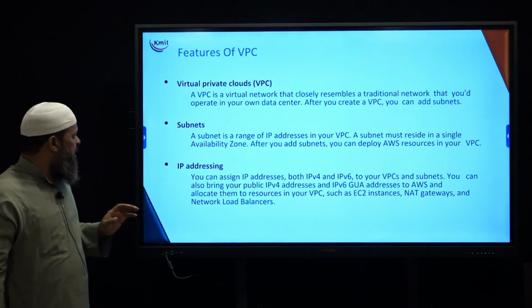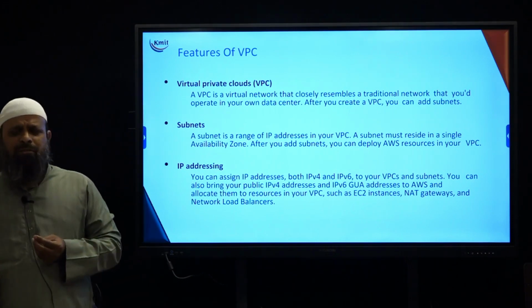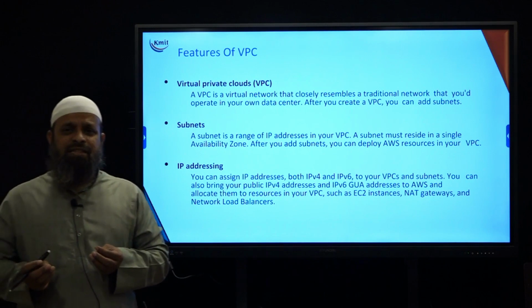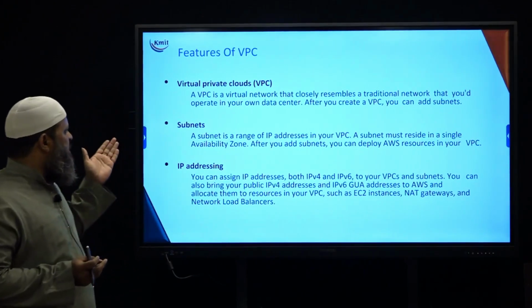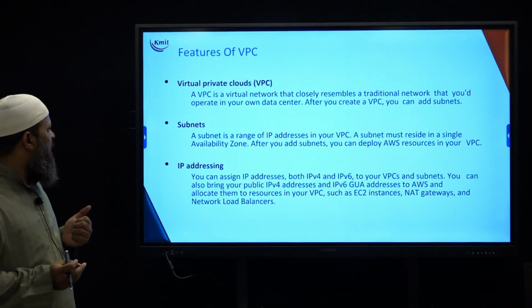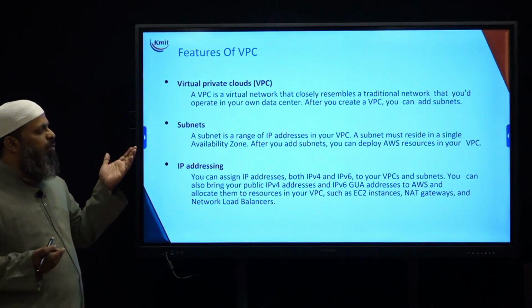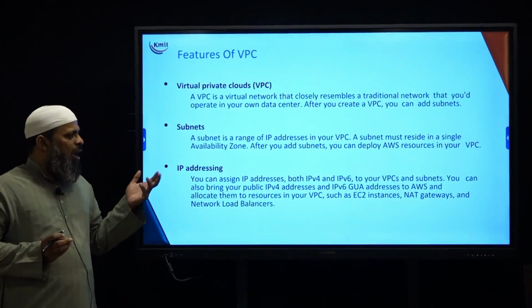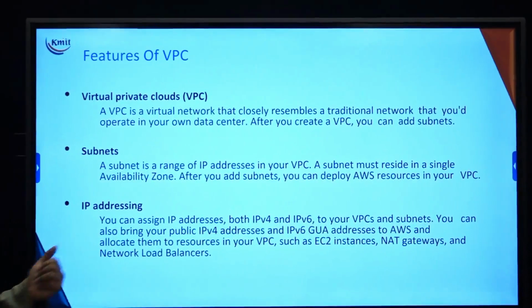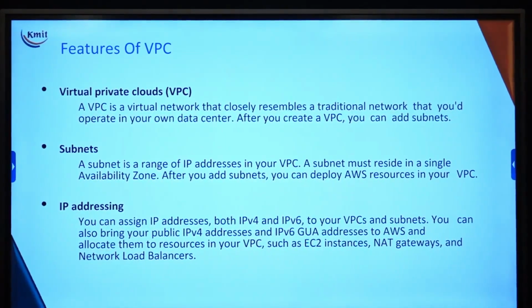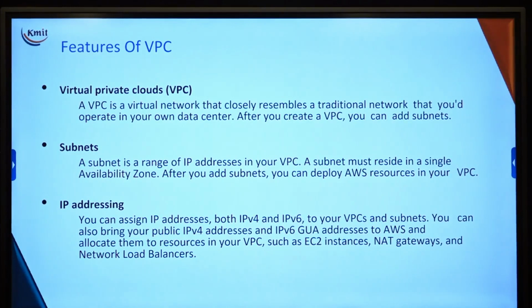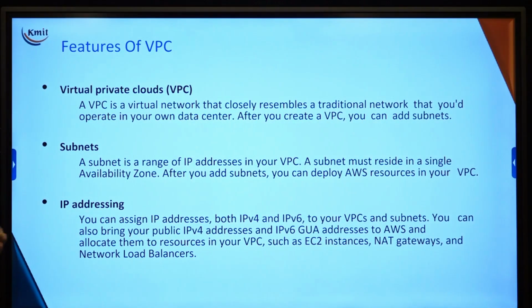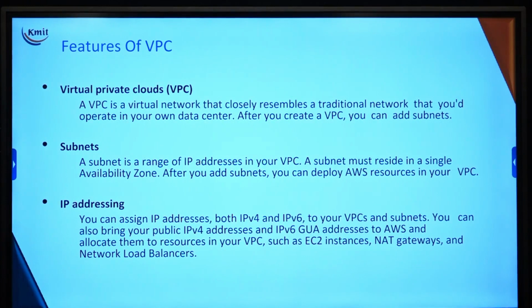Features of VPC: it resembles a traditional network, but the only difference is the servers are not available at your place, they are provided by the cloud. A VPC is a virtual network that closely resembles a traditional network that would operate in your own data center. After you create a VPC, you can add subnets. What are subnets, what are internet gateways? We will slowly see. A subnet is a range of IP addresses in your VPC. A subnet must reside in a single availability zone. After you add subnets, you can deploy AWS resources in your VPC. Whatever applications you want to run or things you want to perform can be done in these subnets.